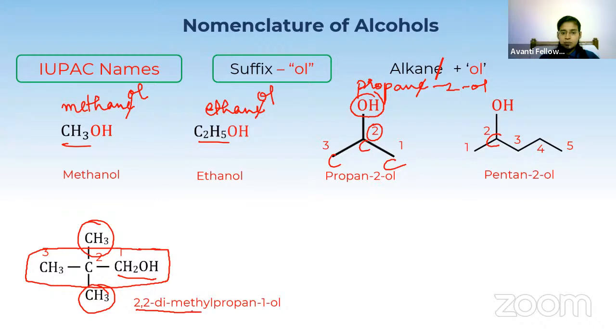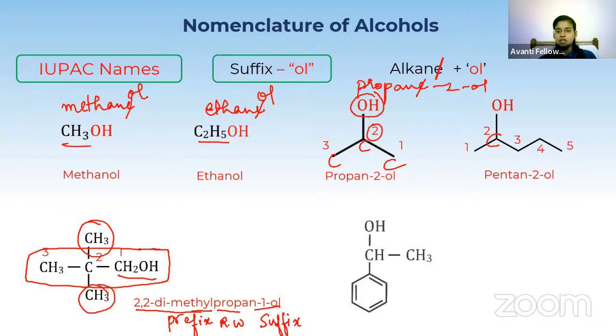So this is the prefix. The alkyl group is a prefix, prop is the root word and this OL is the suffix. Got it? So the IUPAC nomenclature should have a prefix, root word and suffix. The prefix can be all the substituents, the root word is the alkane, like methane, ethane, propane, and the suffix will be the functional group which is there. All right.